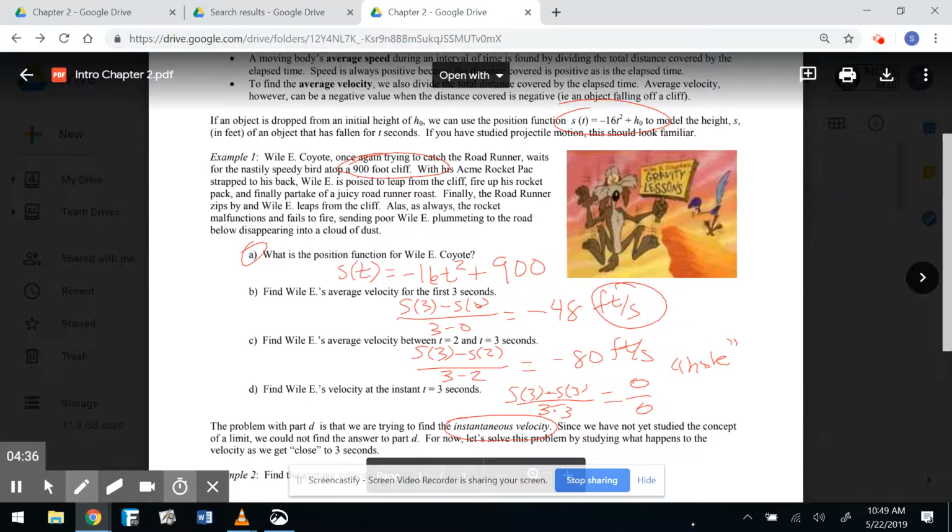Now, in order to examine what's happening instantaneously at a value, we need to have the idea and the concepts of what a limit is about. You should have been introduced to this in pre-calc last year. If you weren't, don't be alarmed. We're going to take our time and go over this in detail. Example 2 allows us to do that.